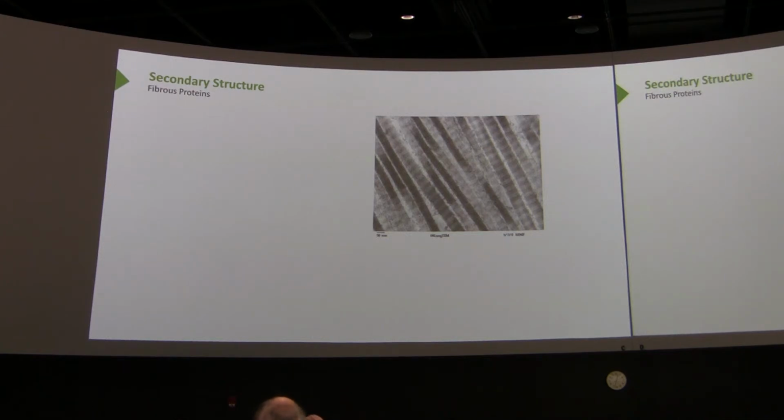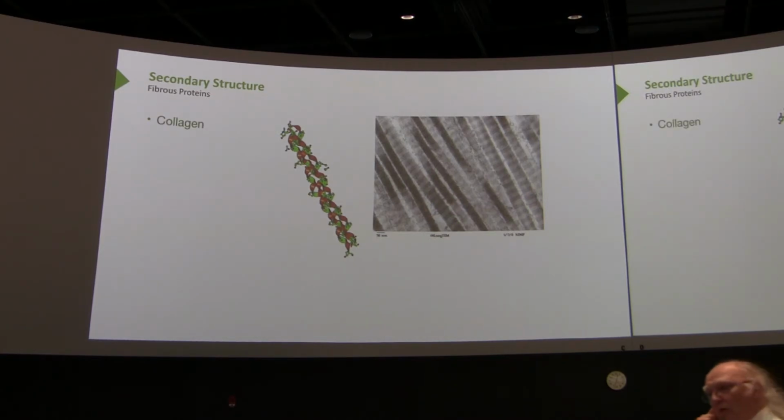Secondary structure is important. Some proteins have primary structure and secondary structure, and that's about the only kind of structure they have. We call those proteins fibrous proteins because they form fibers. The most abundant protein in your body is a fibrous protein. It's collagen. The most abundant protein in your body is collagen.